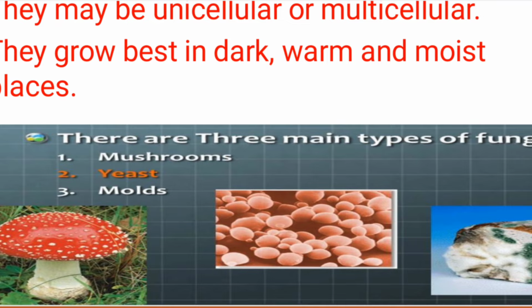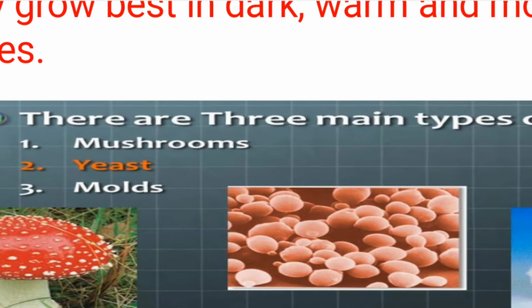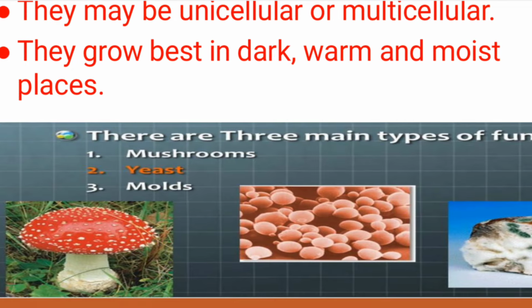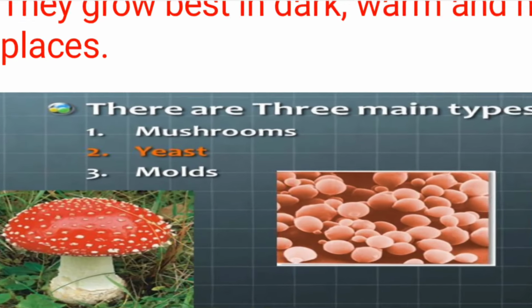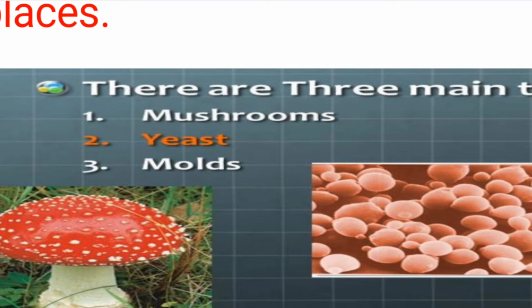There are three main types of fungi: mushrooms, yeast and molds. In the first picture you are seeing a mushroom. Mushrooms are of two kinds. They may be edible or non-edible mushrooms, and their shape is umbrella-like. You might have seen these mushrooms growing on logs of wood during the rainy season. So the mushroom is a multicellular fungi.